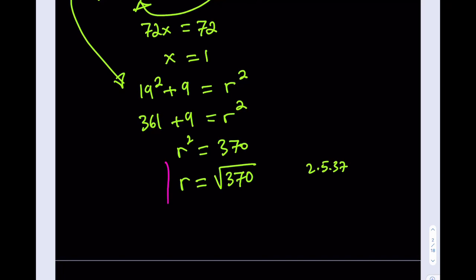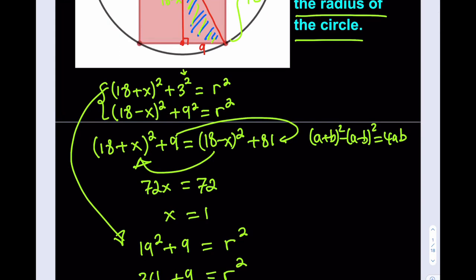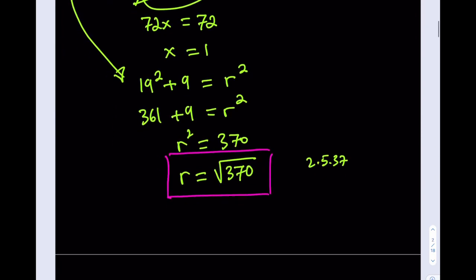So the radius of the circle is going to be the square root of 370. Can we find the equation of the circle? Yes, if we know any coordinates. By the way, you could also use coordinate geometry, but that's another story.